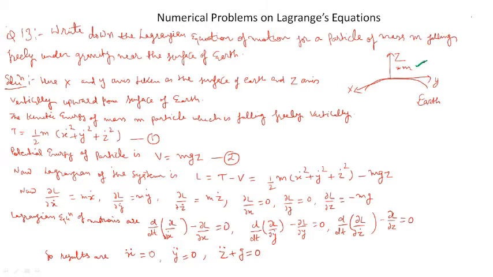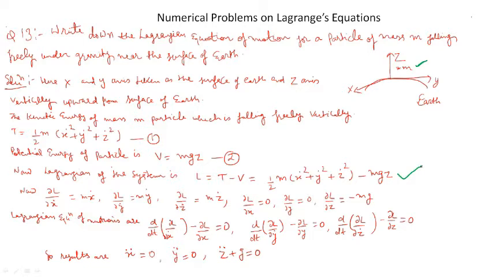Now the potential energy of the particle will be mgz, because we have considered the surface of the earth as the reference line and the particle is above the surface of the earth, so it is taken as positive and is equal to mgz. Now the Lagrangian of the system, as you know, is equal to T minus V. Here T is equal to 1/2 m (x dot squared plus y dot squared plus z dot squared), and V is equal to mgz. So we can find the Lagrangian of the system.